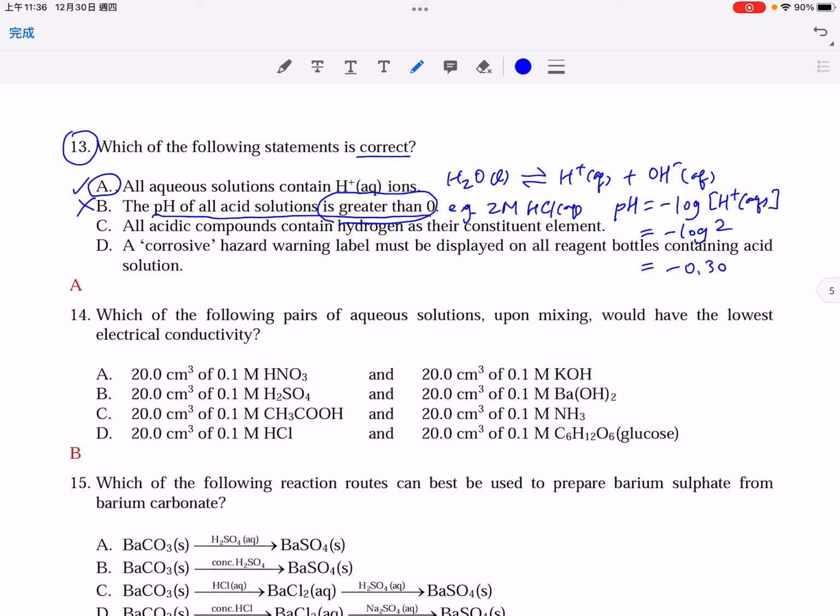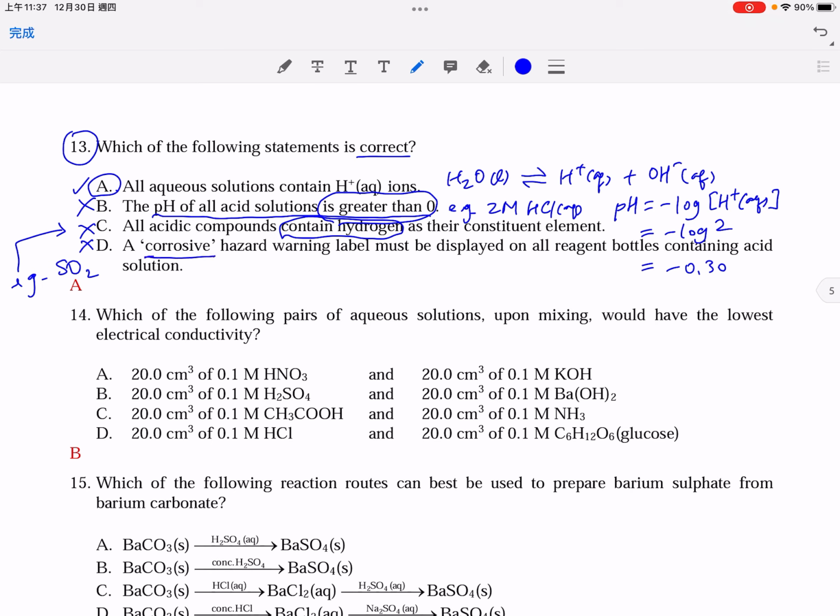Option C, all acidic compounds contain hydrogen. Of course, this is incorrect. One counterexample being sulfur dioxide. It is an acidic oxide, acidic gas, acidic air pollutant, okay? But its formula does not contain any hydrogen atom. D is again incorrect.